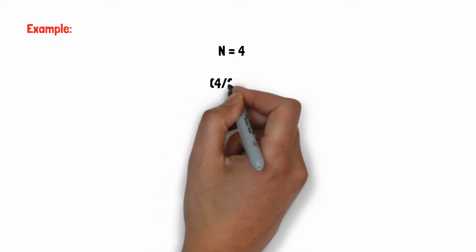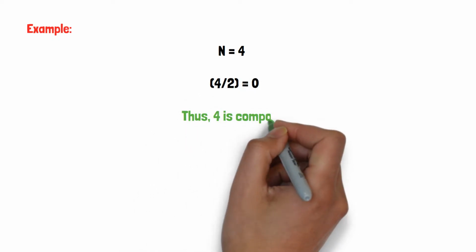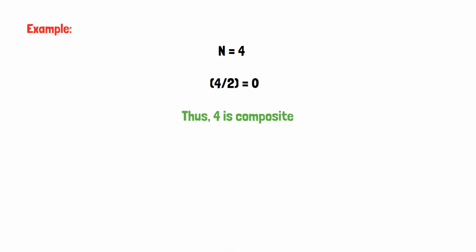Consider n is equal to 4. As n is not divisible by just 1 and 4, because it can be completely divided by 2, the given number 4 is composite and hence our program should print no. So without further ado, let's get started.